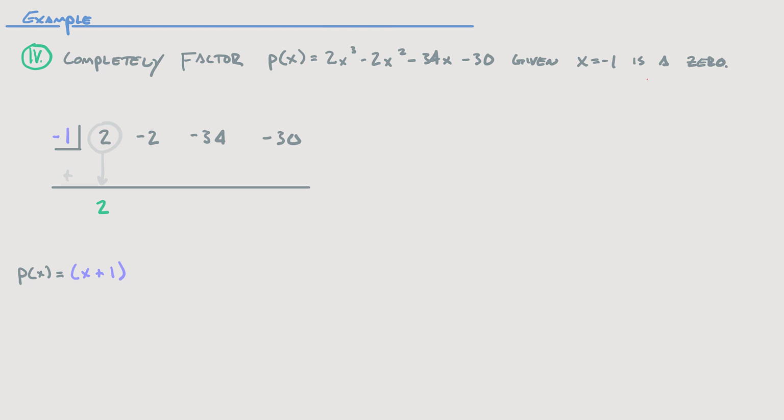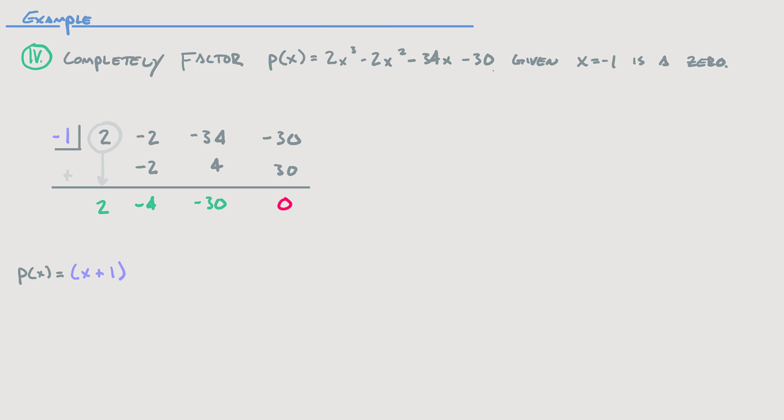Let's figure out what the quotient is by doing the synthetic division. I wrote my coefficients, 2, -2, -34, -30, and I'm just going to do the synthetic division here. 2 times -1 is -2, which added to -2 is -4. I just realized I lost my p of x there. -4 times -1 is +4, plus -34 is -30. -30 times -1 is 30, which when you add to -30 gives you 0, which we knew would happen.